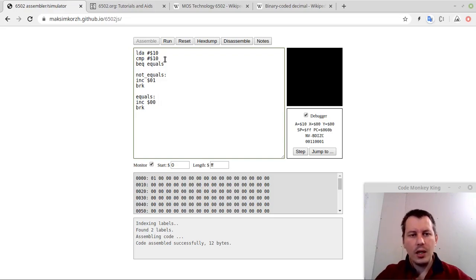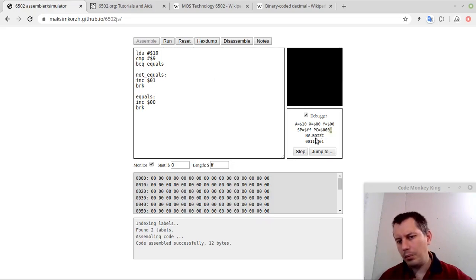And now let's say here we can have 9, assemble, and run. In this case, it's already done. Let's start with the debugger. So load into A register, comparing. And now it's not equals. Hence, it's going to be stepping forward.